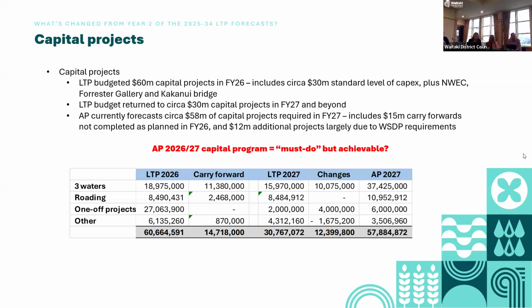The most significant ones that you should be familiar with, the digital services program, the final stages of our transformation, getting all of our internal and external digital services up to scratch, so that our community can engage with us better and get information easily. District plan review, that costs a lot of money. That's back on the table next year.